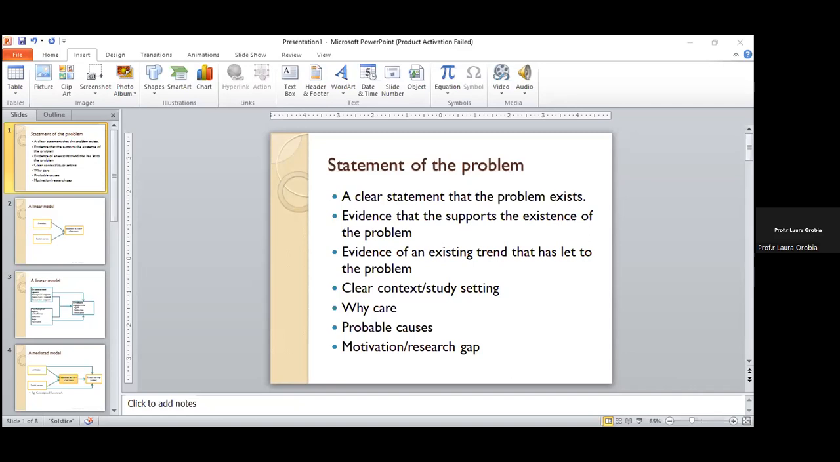So now here we have a linear model. And we have an arrow going from attitude to intentions, then another arrow from social norms to intentions.